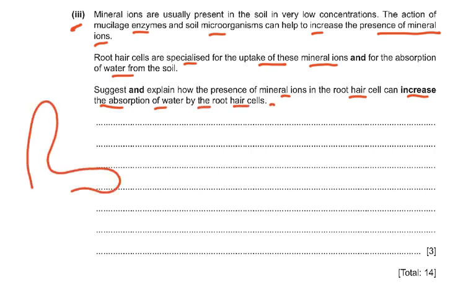So basically they are saying that inside, if you have too much of nitrate ions and too much of potassium ions and too much of calcium ions, any mineral ions, magnesium ions, anything. So if you have a lot of these, suggest and explain how the presence of mineral ions in the root hair cell can increase the absorption of water. Why would it increase the absorption of water by the root hair cells?